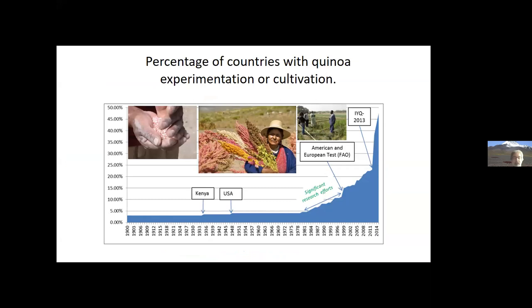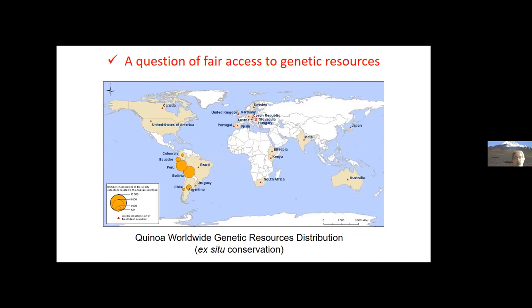And today we can see the importance of the number of countries always growing at global level and the links we need to maintain across the different countries. Why do we need to maintain links between the countries of origin of the crop and the new countries? Because it is a question of fair access to genetic resources. We can see in this map that Peru and Bolivia are the main gene banks for conservation of many accessions of the crop. But we also have many small gene banks all around the world that can be used to test some quinoa accessions in different countries.